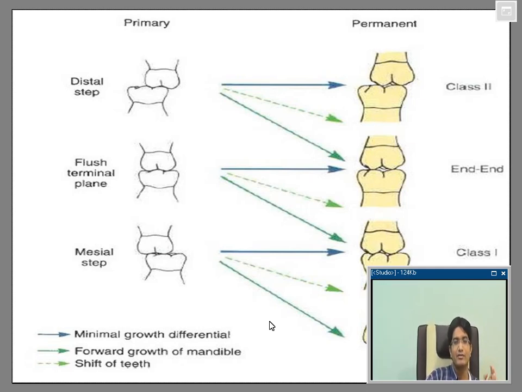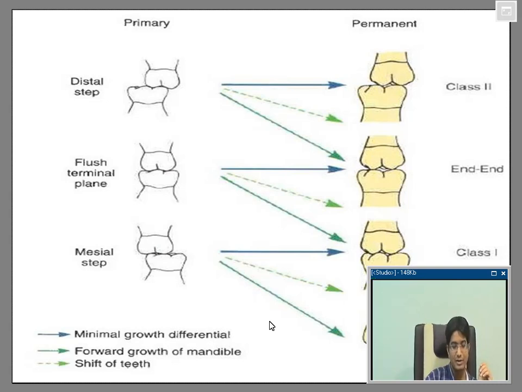In mesial step, same thing. If everything remains normal, the differential growth of the mandible is normal, and the leeway space is taken by the lower molar properly, it will lead to a class 1. Or if the mandible is growing to too great an extent, it will go into a class 3.